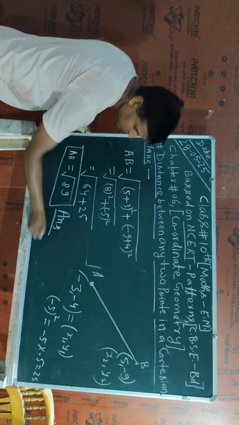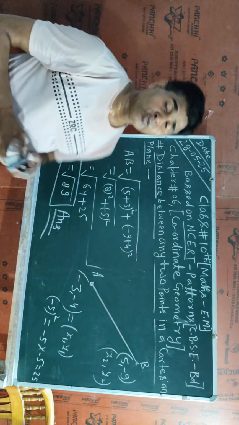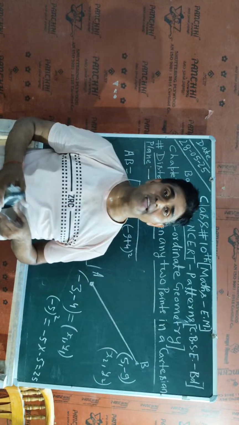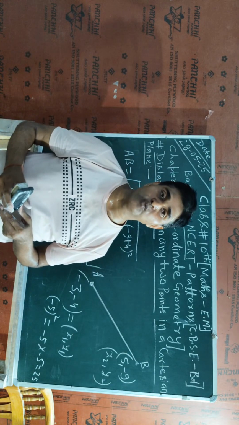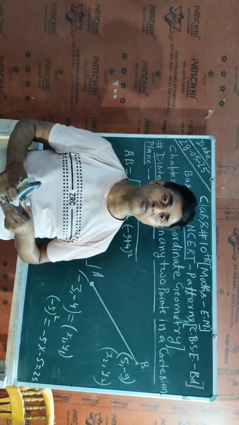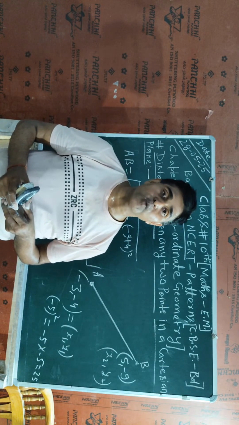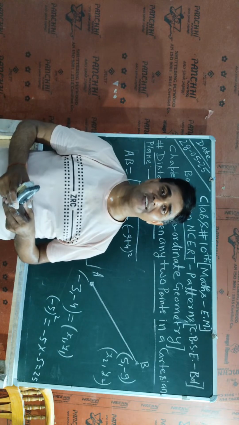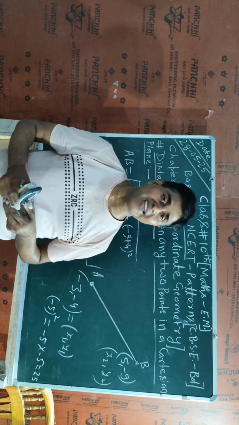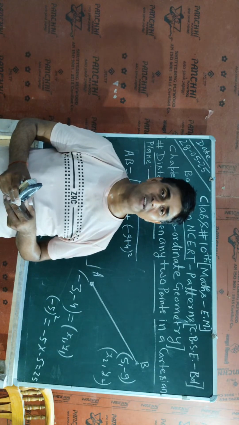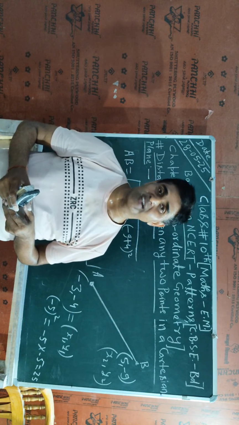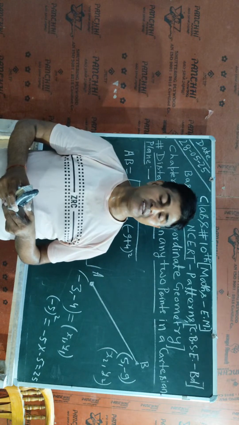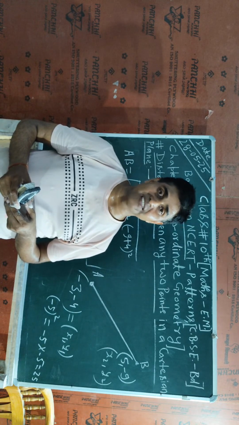So according to this way, 2 points will be given, and we can easily find the distance between these 2 points by using the distance formula. That distance formula is: if one point is x1, y1 and the other point is x2, y2, I will write the distance between these 2 points, calling one point P and the other point Q. So the distance PQ will be the square root.